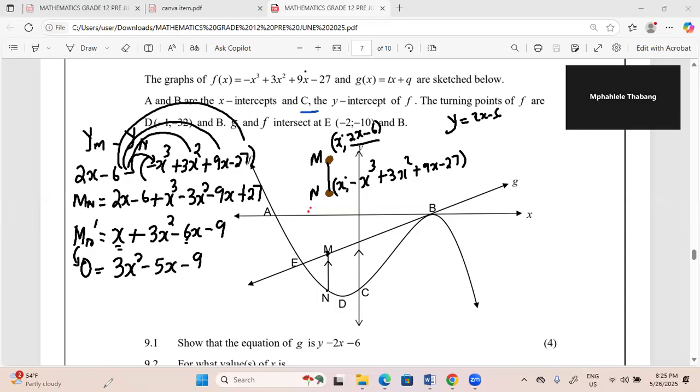Then here you solve for x. You use the quadratic formula. Please use the quadratic formula here. x equals negative b plus or minus the square root of b squared minus 4ac, over 2a. So you will have two possible values of x. So that's what they are looking for. Just use the quadratic formula because I don't think 3x squared minus 5x minus 9 can be factorized, or it can be factorized, but it's not that easy. So use the quadratic formula and you'll find those values of x.